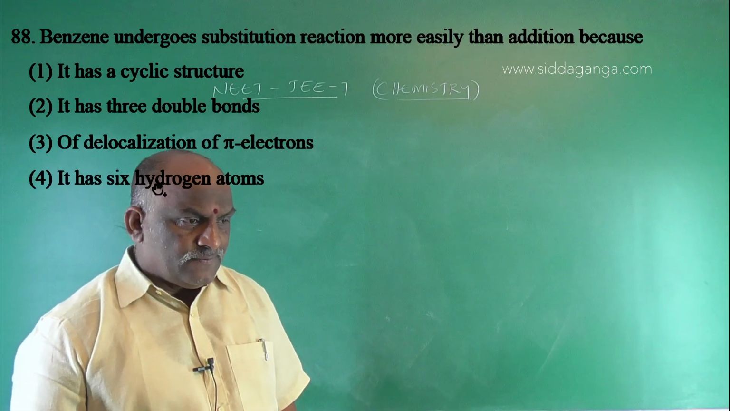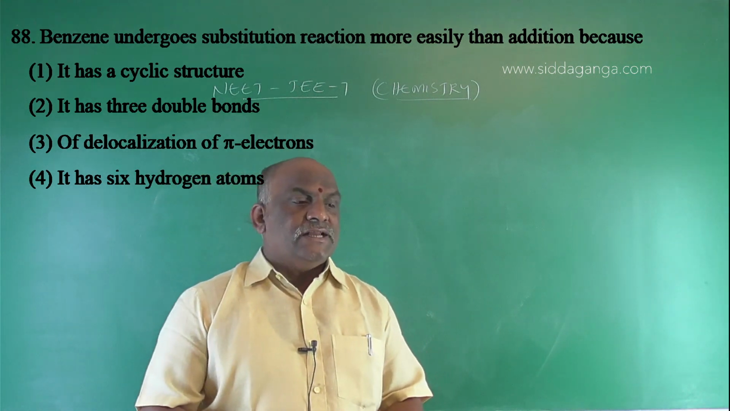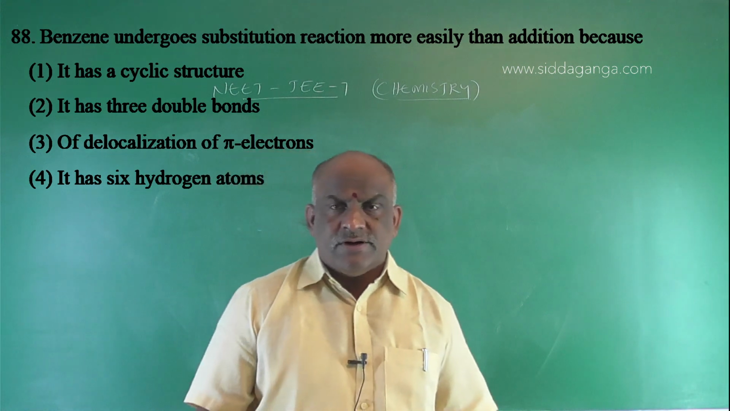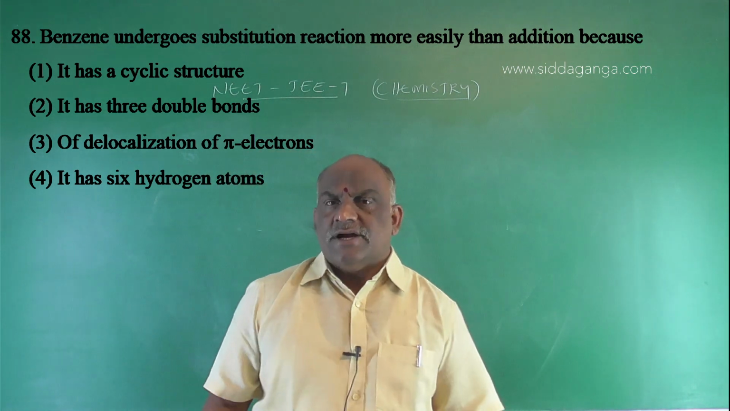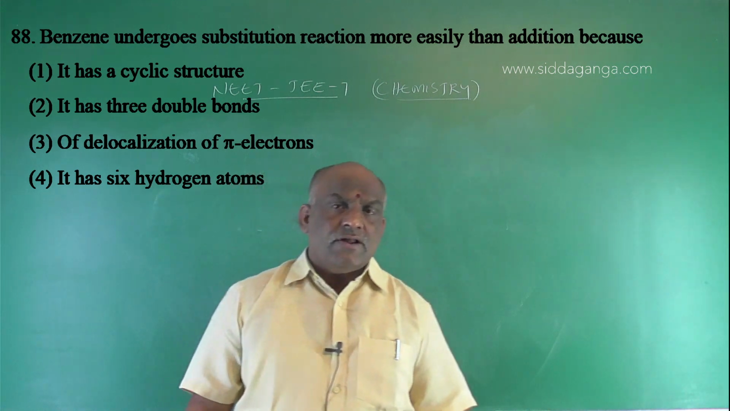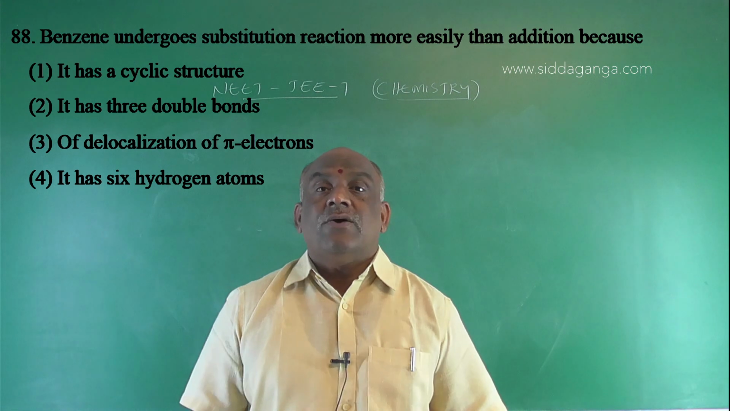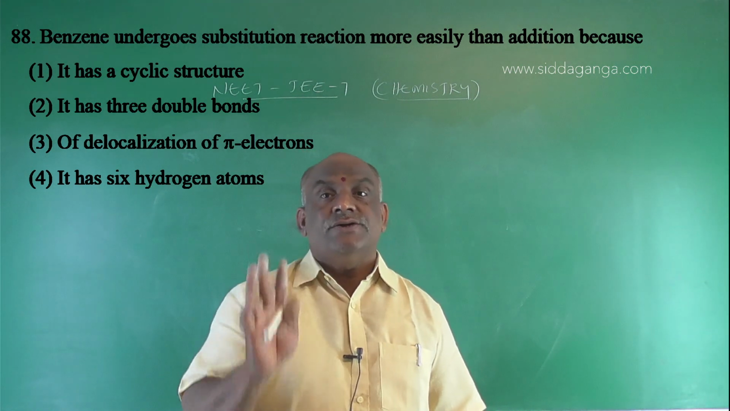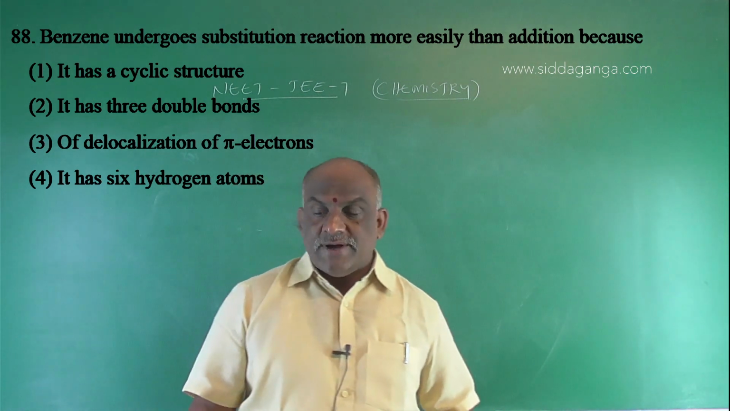And next one: benzene undergoes substitution reactions more easily than addition. Benzene has double bonds, and alkenes also have double bonds. Generally, compounds with double bonds undergo addition reactions, but benzene undergoes substitution reactions instead. What is the reason? One and only one reason: delocalization of pi electrons, because the pi bonds are in conjugation. So go with option number 3.